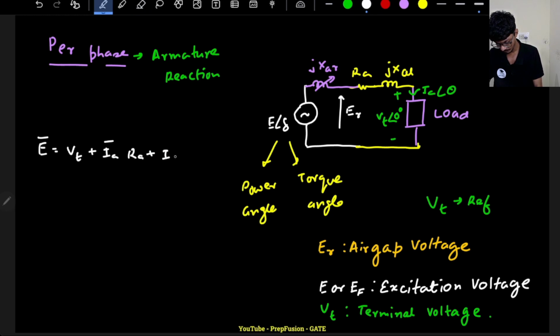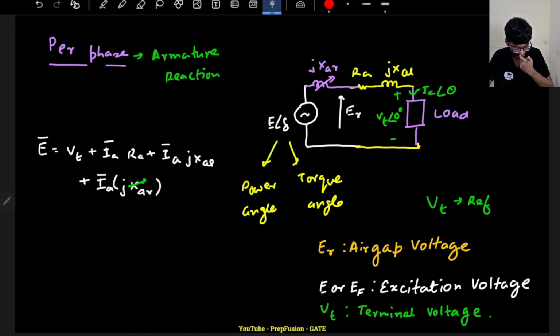plus Ia into jXL plus Ia into jXAR. Okay, and remember this is a variable kind of thing, so this will vary basically. This will not always be plus, right? This can be negative as well, this can be capacitive as well, this can be inductive depending on the load. Remember, right? This we have discussed.